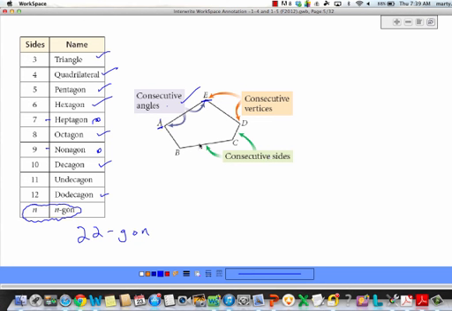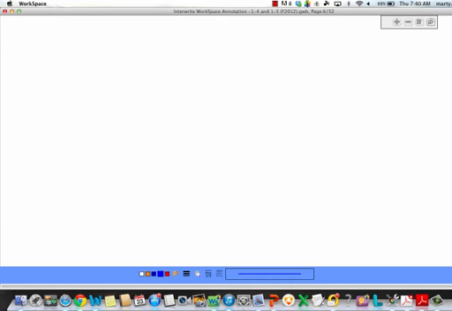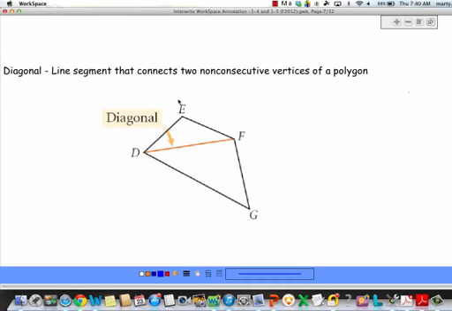Consecutive sides are right next to each other. They form an angle on the polygon. So consecutive just means right next to. So when we go over and talk about diagonals and talk about connecting non-consecutive vertices, then we're going across. Obviously D and E are consecutive. You can't draw a diagonal when they're right next to each other, but we could draw one from D to F. I also could draw one from E to G.